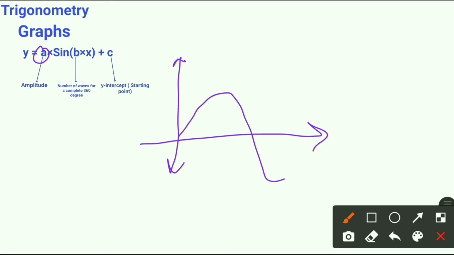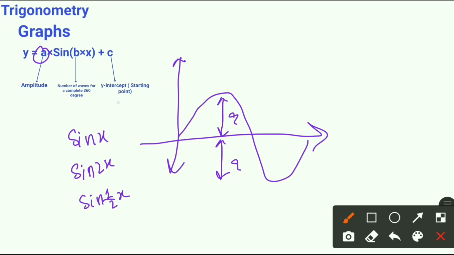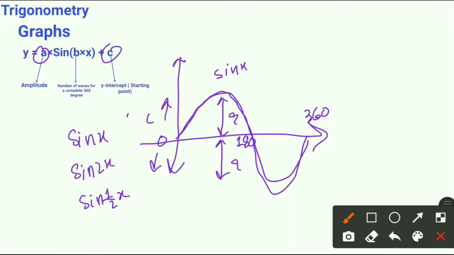Let's say I have this graph, and right from here to here is the amplitude, and b, for example sine x, is going to be one complete wave in 360 degrees, and if it is sine 2x, then it's going to be 2 waves in a complete 360 degrees, which means 1 wave in a complete 180 degrees. Okay, if it is sine 1 upon 2x, then it's going to be half a wave in 360 degrees, which means 1 wave in 720 degrees. So right here, this is sine x, so it's going to be 1 wave in 360 degrees. And c is the y-intercept, going up or down.